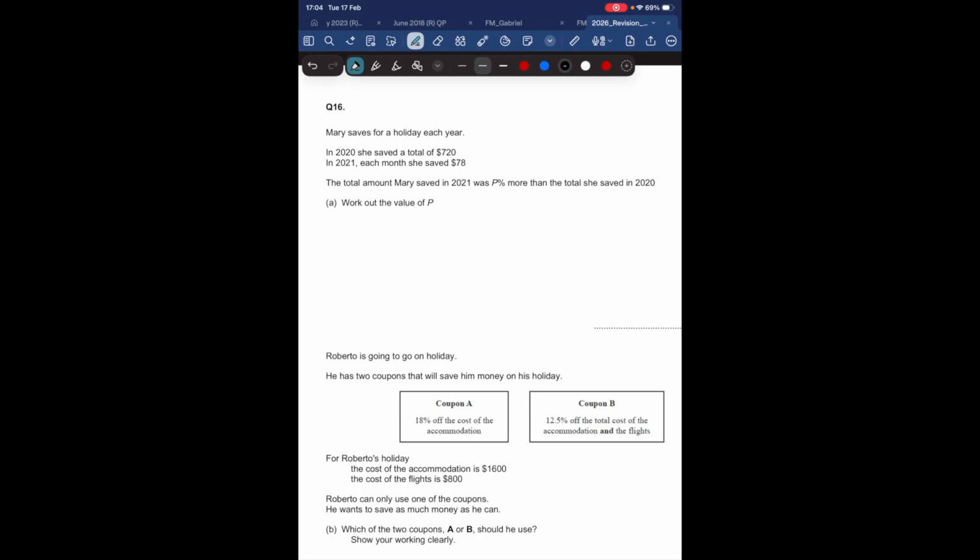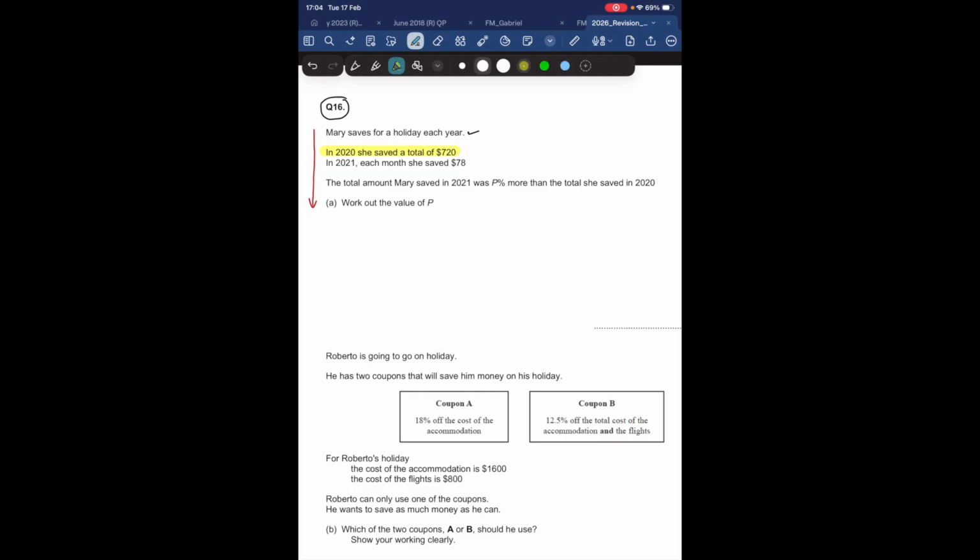This is a fairly long-winded question, but in general, when we tackle questions like question 16, start at the top and work line by line going down and see what you can calculate for each line. So if you look at the first line, well, it just tells us that Mary saves for a holiday. We can't do any calculation with that. The next line, in 2020, she saved a total of $720. Well, we can't do any calculations with that.